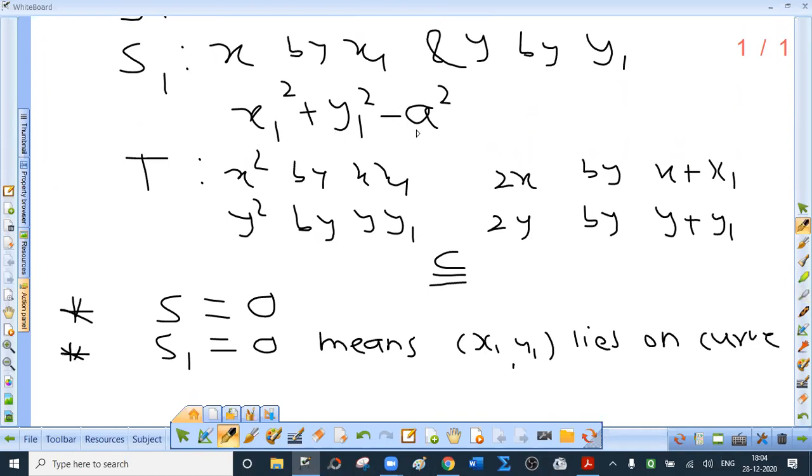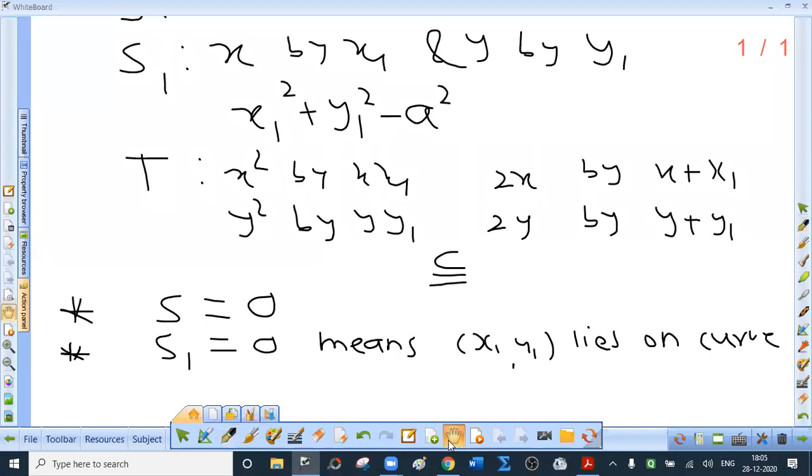x1 square plus y1 square minus a square equal to 0. S1 equal to 0 means what? x1 square plus y1 square equal to a square. When does this happen? When (x1, y1) lies on the curve. So S equal to 0 represents the curve. S1 equal to 0 means (x1, y1) lies on the curve.